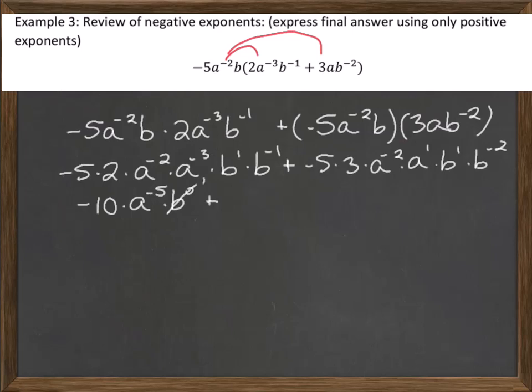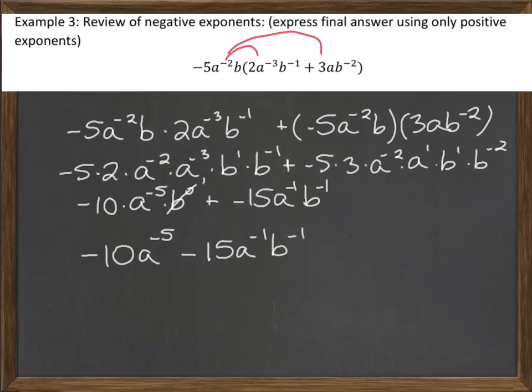Then we have negative 5 times 3, that's going to be negative 15. Then we again add our exponents. Negative 2 plus 1 is negative 1. Okay, and here 1 plus negative 2 is again negative 1. Okay, so let's write this a little bit more simply. We have negative 10a to the negative fifth minus 15a to the negative first power b to the negative first power. Again, remember, plus and negative is the same as subtracting, so I just wrote it more simply.